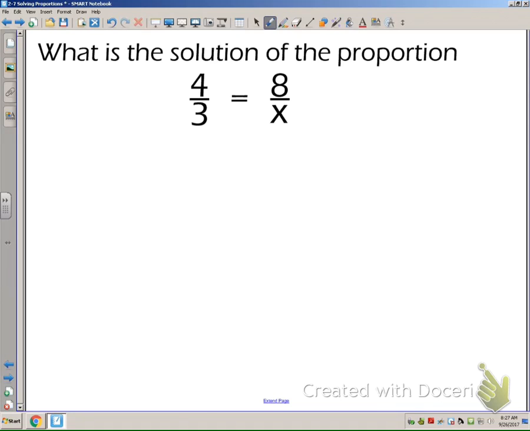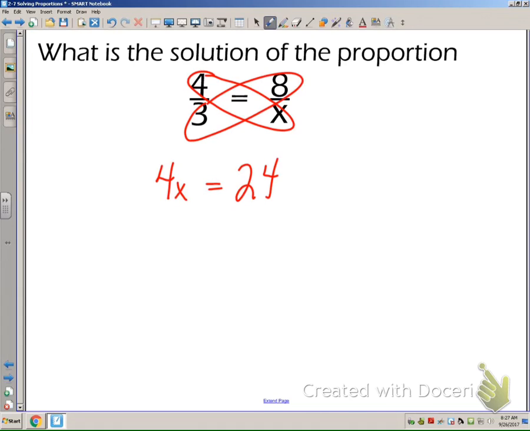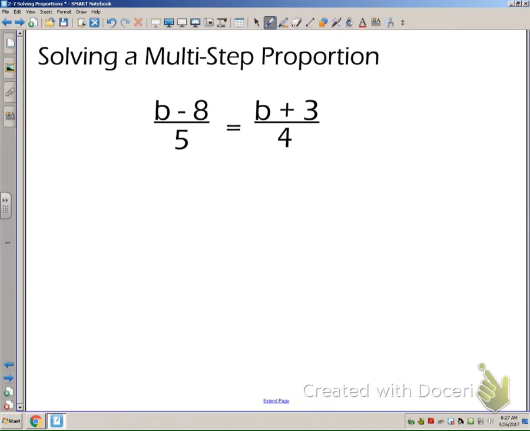So what is the solution of the proportion? You can pause the video and try this. Cross products, 4 times x is 4x, 3 times 8 is 24. Divide both sides by 4, and x is equal to 6. 4 over 3 is equal to 8 over 6. And we can tell that that's true because if I double 4, I get 8. If I double 3, I would get 6. So that makes sense. Okay, so those were basic examples that you've probably looked at in the past.